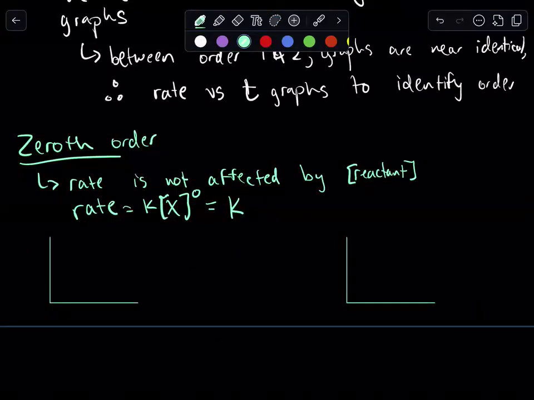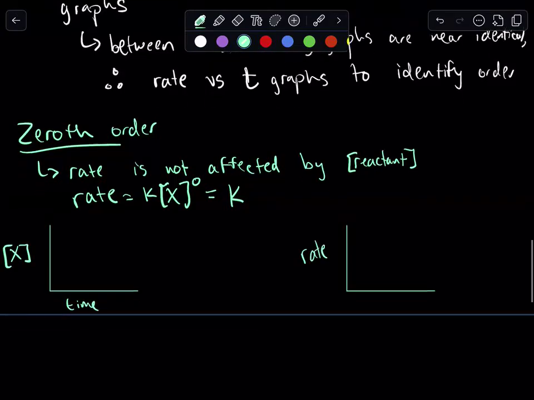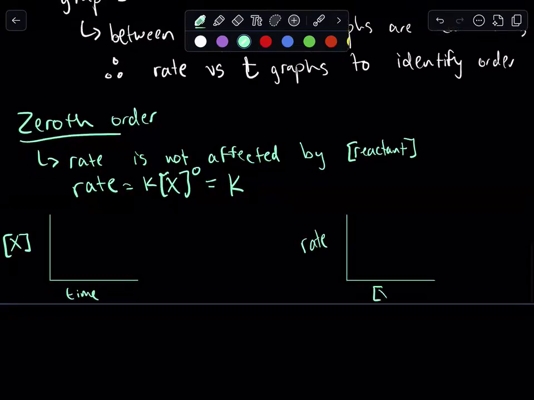On our left graph, we're going to be talking about concentration of reactant X versus time. On our right graph, we're going to be looking at rate versus concentration of our reactant. So in 0th order, where the concentration changes over time, we just know that our concentration will decrease over time. Now, before I do that, actually, I'm going to try and copy this so I can just reuse it.